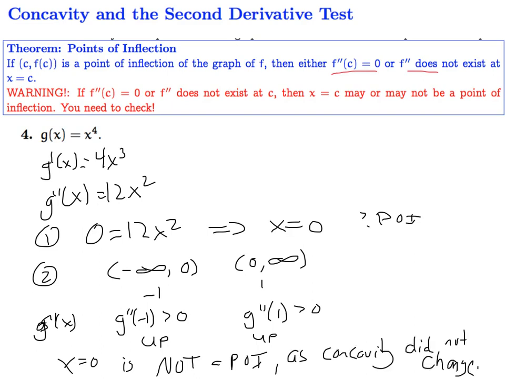So it's very important to understand that just because your second derivative is 0 does not mean it's going to be a point of inflection all the time. Just like back with first derivatives, just because your first derivative is 0 does not mean it's a relative max or min. Here, just because your second derivative is 0 does not guarantee you that you have a point of inflection.